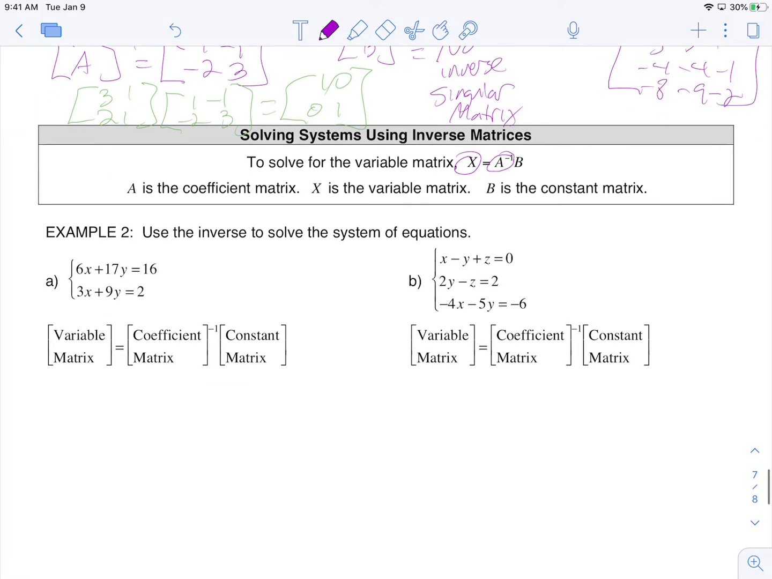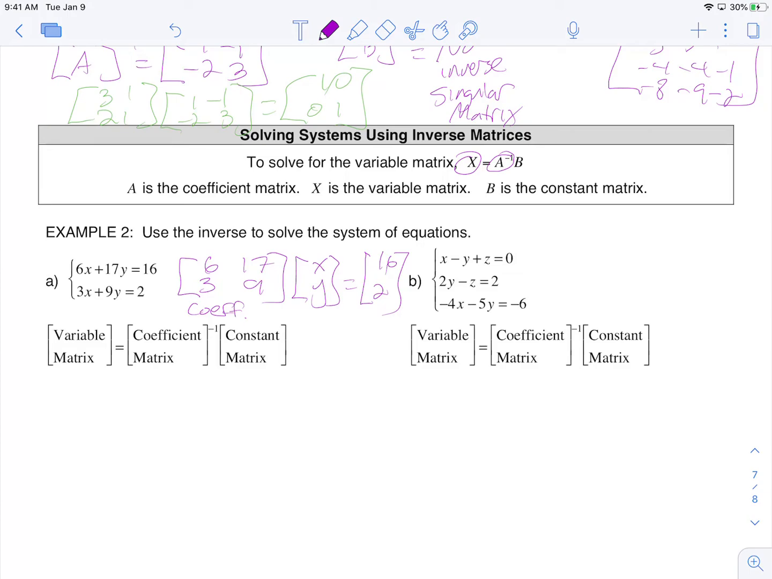So really your only thing you're going to do by hand is first translate it to its constant matrix, coefficient matrix, and variable matrix. So it's going to look like this: 6, 17, 3, 9. That's the coefficient matrix times the variable matrix, xy, equals the constant matrix, or like the solution matrix, 16, 2.